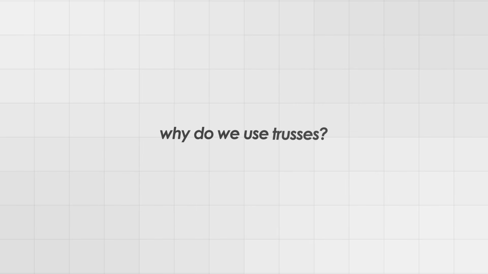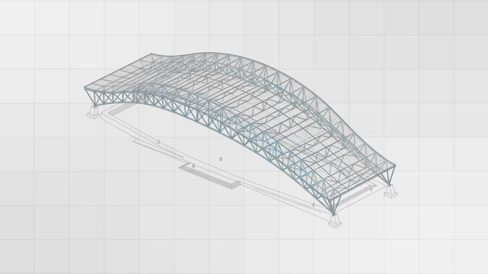So, why do we use trusses? Their biggest advantage is efficiency. Trusses can span large distances while using a relatively small amount of material, yet still provide excellent structural strength. That's why they're widely used in warehouses, sports halls, bridges, long-span roofs, exhibition structures, and many modern architectural projects.